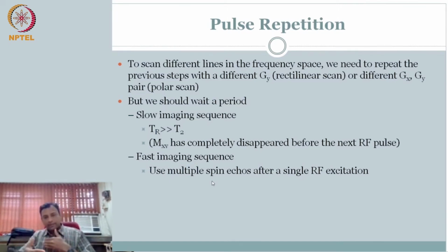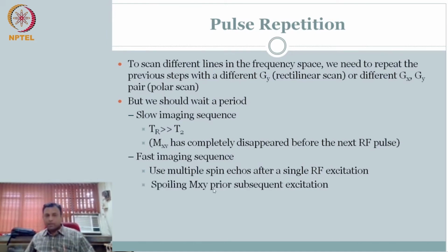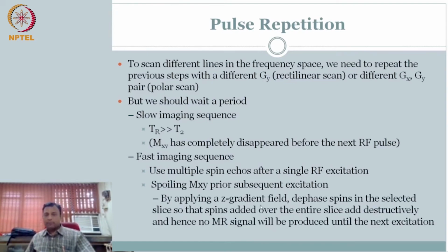How do I spoil the signal? Apply a Z gradient. We got the refocusing pulse by applying a Z gradient. Now apply another Z gradient, and you will spoil the signal. So spoiling MXY prior to subsequent excitation is an important step. How do you do that? By applying what is called a spoiler pulse, or spoiler, which in this sense is a Z gradient. So it will dephase the entire slice volume that you have.